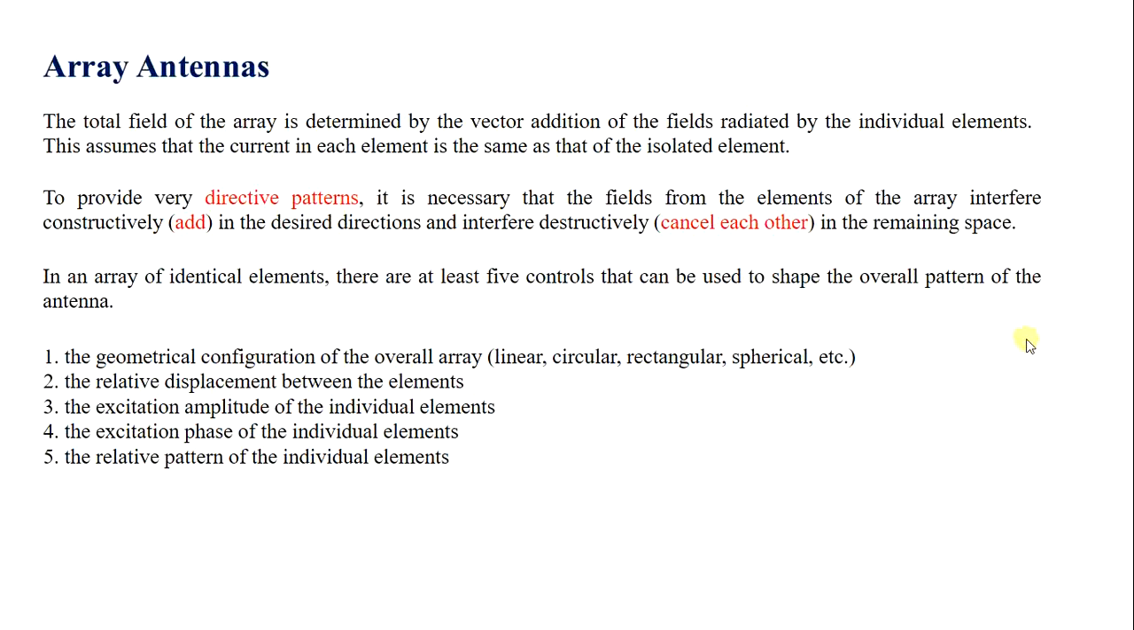In an array of identical elements, there are at least 5 controls that can be used to shape the overall pattern of the antenna. They include the geometrical configuration of the overall array, that is whether it is linear, circular, rectangular or spherical. Second is the relative displacement between the elements. Third is the excitation amplitude of individual element. Fourth is the excitation phase of individual element and the relative pattern of individual element.